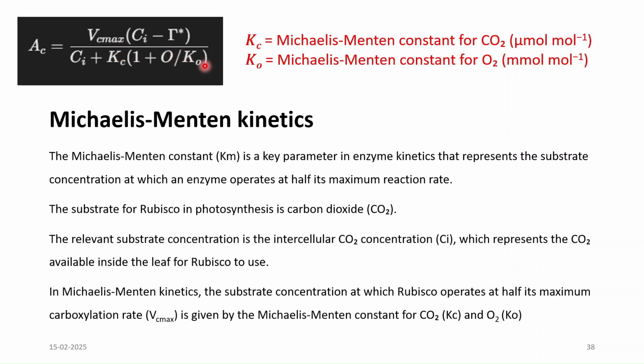In the same way, Ko also is a substrate concentration, meaning the concentration of oxygen at which oxygenation will take place at half of its rate. That is, if the oxygenation rate is say 100, the concentration of oxygen when the rate of oxygenation is equal to 50 is giving us this Michaelis-Menten constant for oxygenation, for O2.